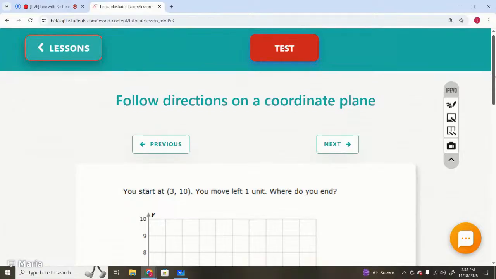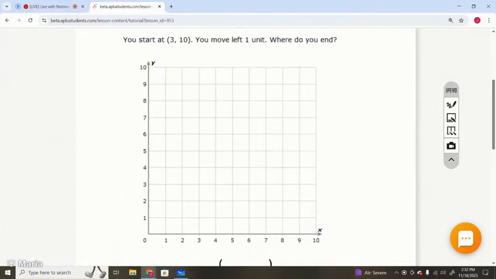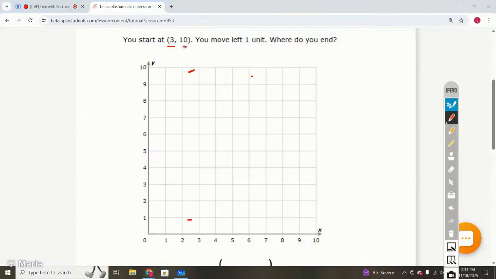You start at 3, 10, you move left 1 unit. Where do you end? So you start at 3, 10, x is 3, y is 10. Here is 3 and here is 10. So we are at the intersection of 3 and 10. You move left 1 point. Where do you end? Look at the x-axis. So you end up at 2 and 10 because you moved only left. So the correct option is 2 and 10.